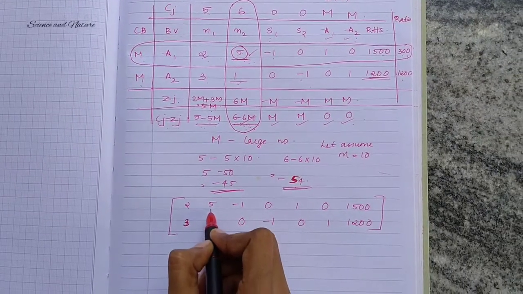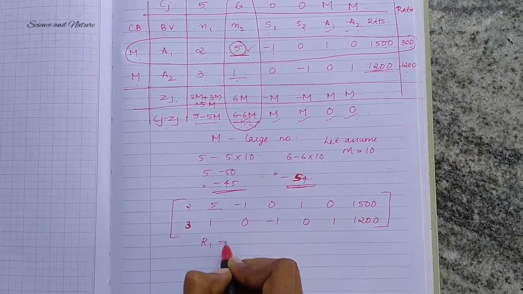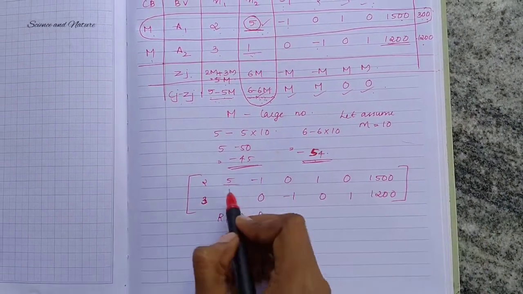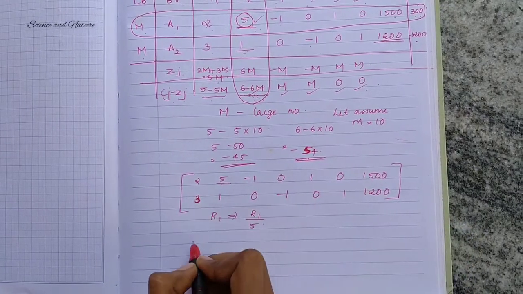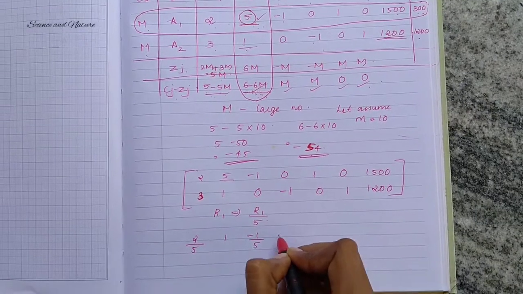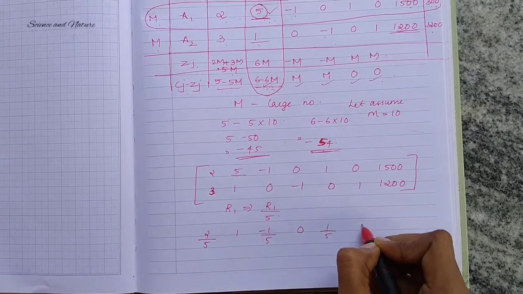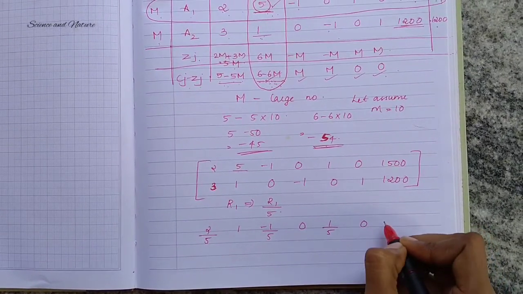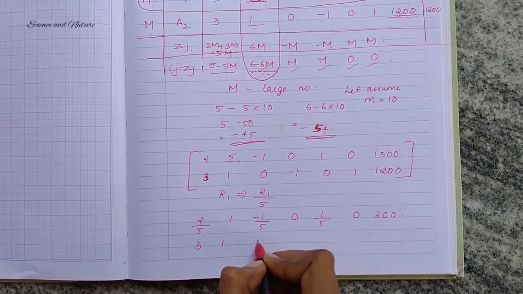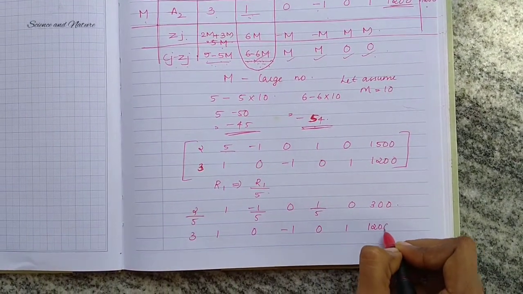In order to change the 5 to 1, we need to do the matrix operation, that is R1 implies R1 divided by 5. That is the whole row should be divided by 5. That is 2 by 5. 5 by 5 is 1. Minus 1 by 5. 0 by 5 is 0. 1 by 5. 0 by 5 is 0. 1500 divided by 5 is 300. R2 should be written as 3, 1, 0, minus 1, 0, 1, 1200.